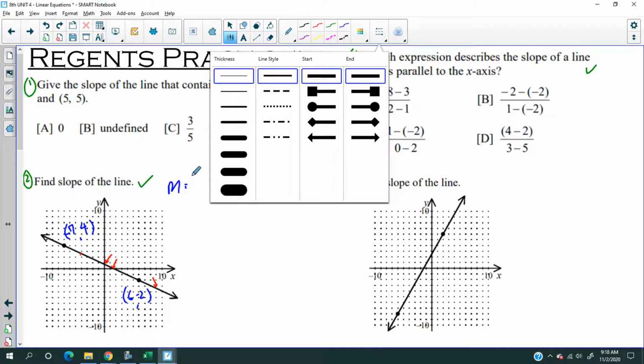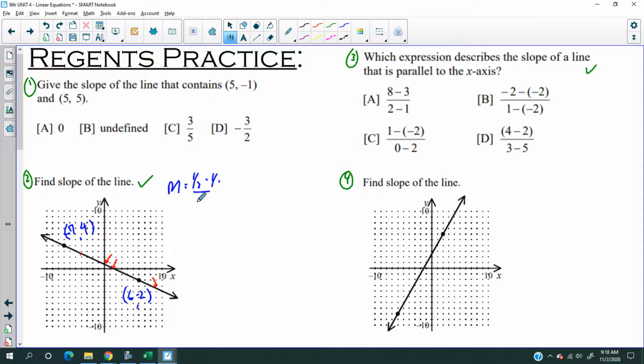Now, what's the slope? y2 minus y1 over x2 minus x1. Let's see. Doesn't matter which way you go. By the way, you can go left, left, or you can go right, right. I'm just going to go right, right this time. So 4 minus negative 2.